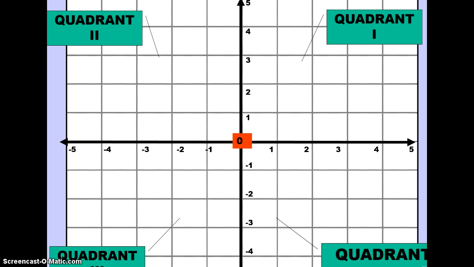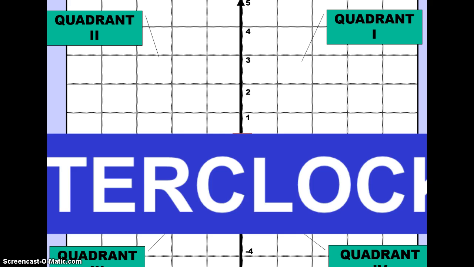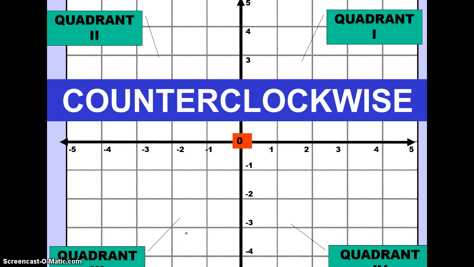So to wrap up, we've got 4 quadrants. You already have this labeled. You don't have to add this. And we rotate in a counterclockwise rotation.